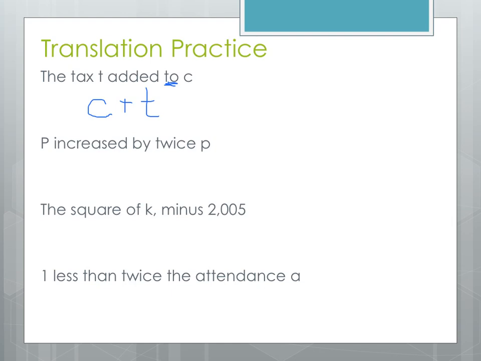P, uppercase P, increased by twice lowercase p. Now, capitalization is really important when we're doing this. WebAssign will kick your answers back if you don't capitalize properly. So make sure that you always pay attention to whether or not a letter is capitalized. So we're going to start here with the letter P, uppercase, increased by, that means we're going to add to it twice p. Remember, twice meant times 2, so we'd write that as 2 times p, like that.